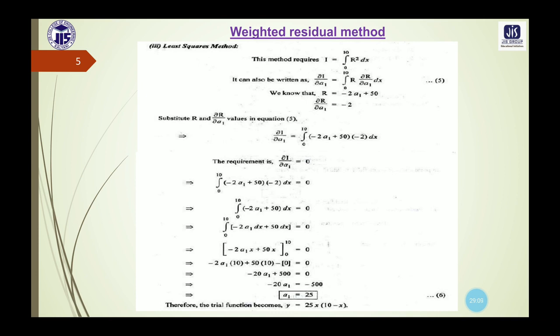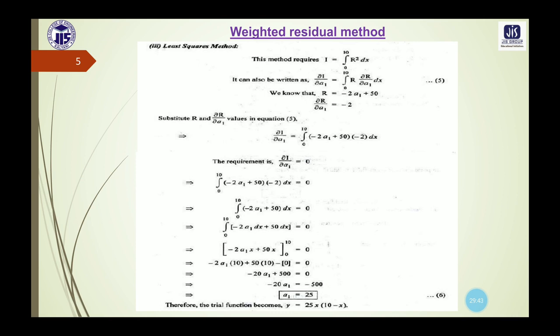Now we need to put the value of capital R and del r del a1 in equation number 5. So we are getting del I del a1 equals to integration 0 to 10 of minus 2a1 plus 50 multiplied by minus 2 dx. Now in this least square method, this del I del a1 should be equals to 0. So that means integration 0 to 10 of minus 2a1 plus 50 multiplied by minus 2 dx is equals to 0.